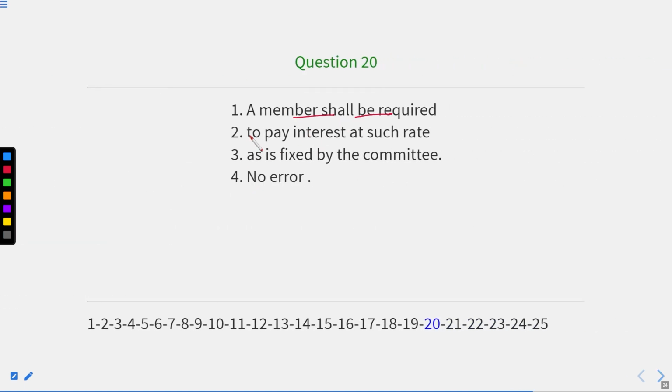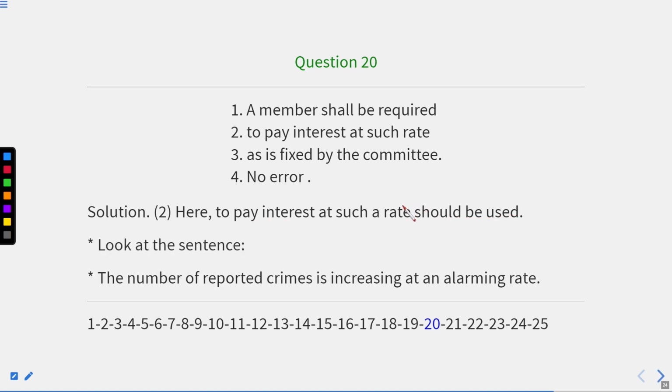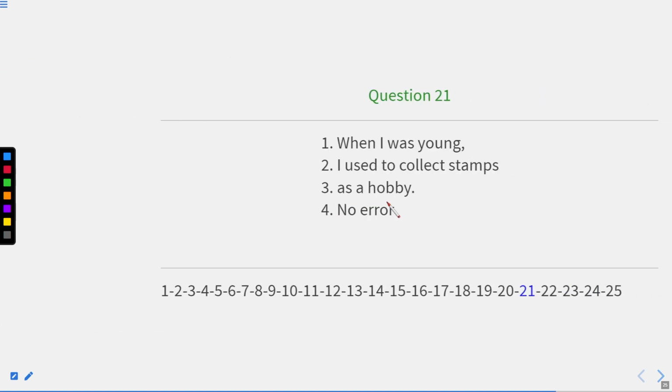A member shall be required to pay interest at such rate as is fixed by the committee. So we use a here. To pay interest at such a rate should be used. We always use a rate of interest. Or look at the sentence: the number of reported crimes is increasing at an alarming rate. So before such phrases we always use a.